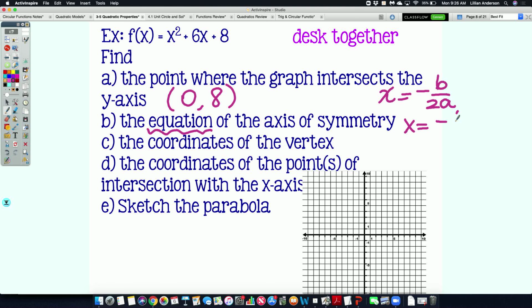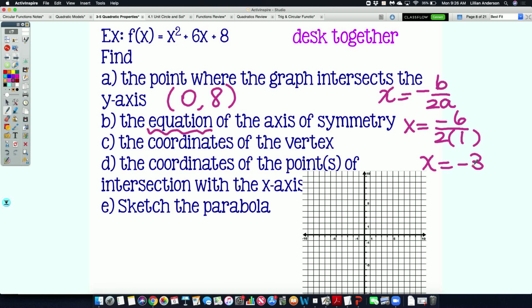So it's going to be negative 6 all over 2 times a. What's a in this problem? 1. What's 2 times 1? 2. What's negative 6 divided by 2? Negative 3. So x equals negative 3 is your axis of symmetry.